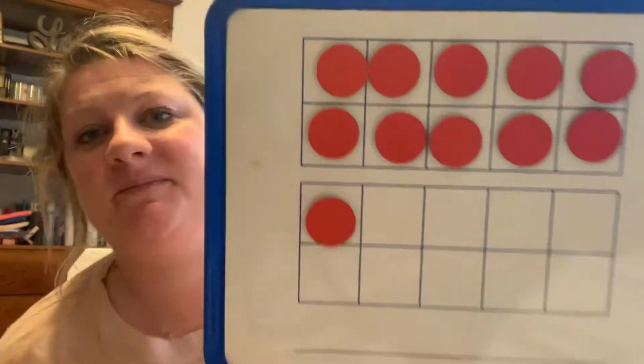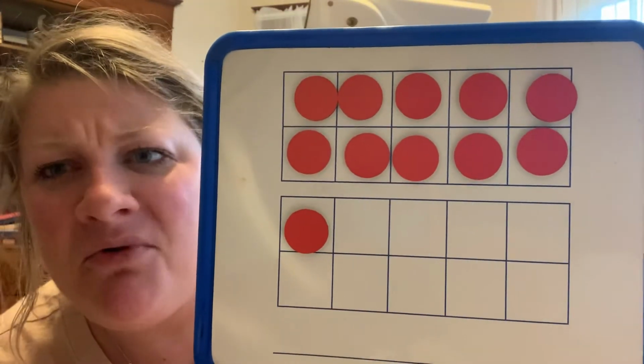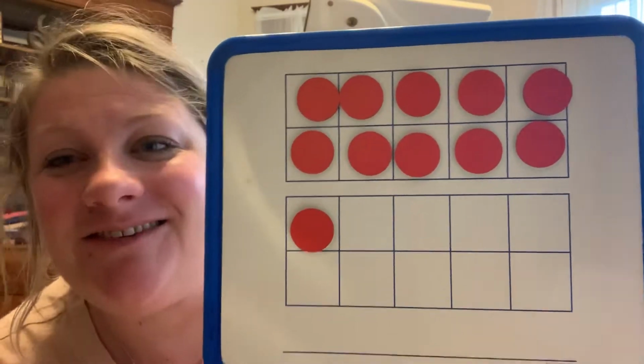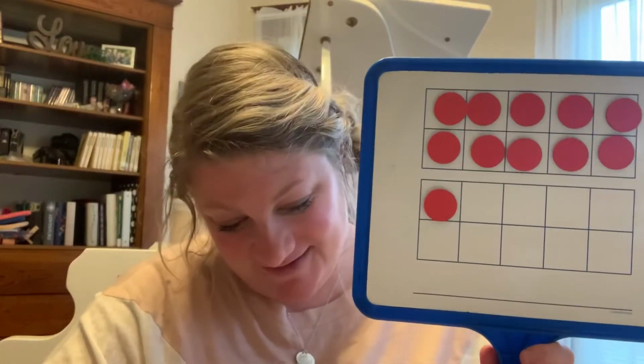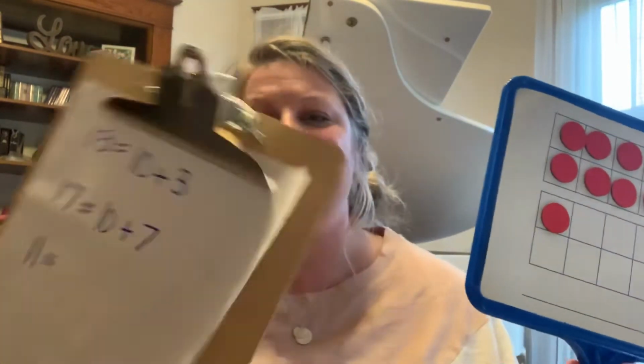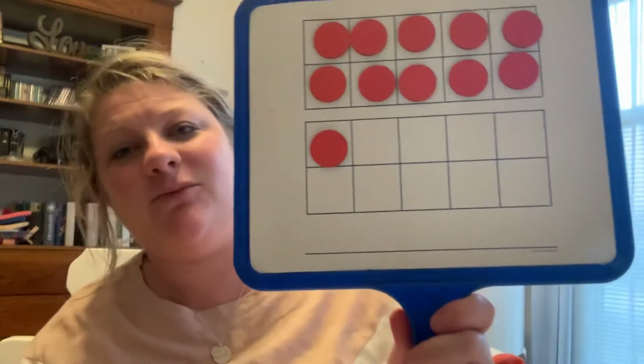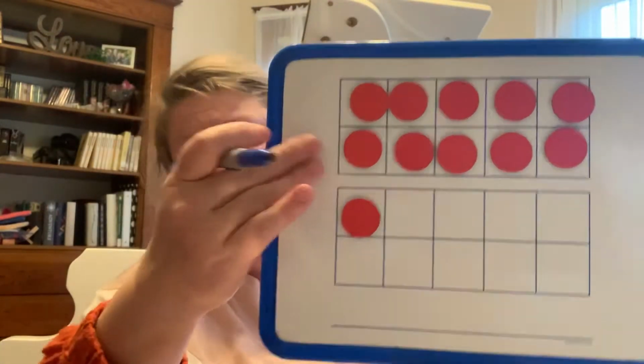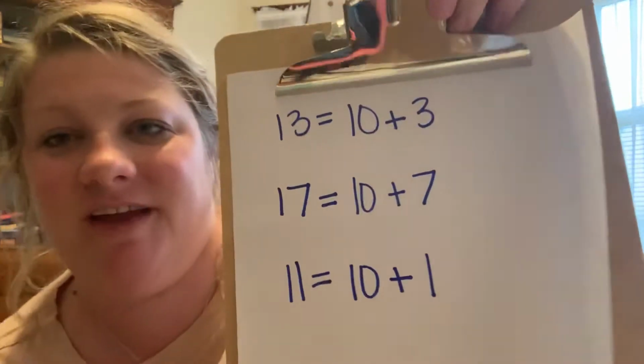All right, so let's do just one more. I'm going to take some off this time. Okay, this time I have this many. What, you already figured it out? You're right, 11. 11, how do I write the number 11? 1, 1, yep. So 11 equals, we look at the top 10 frame, 10 plus how many down there? 1. Okay, so there we go.